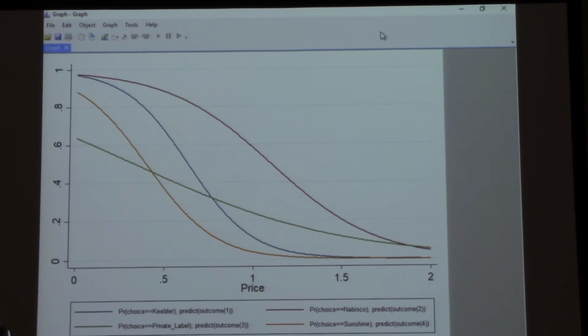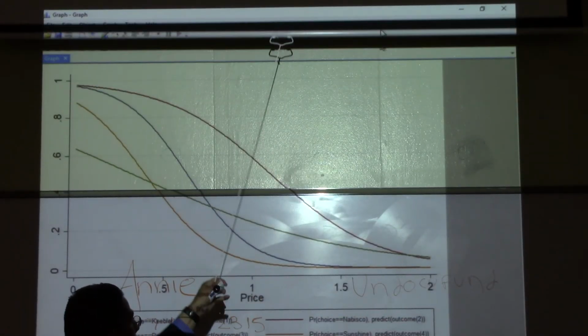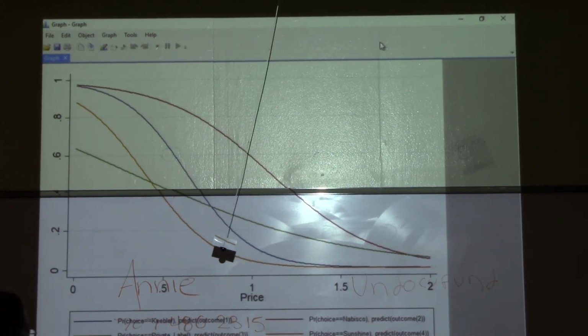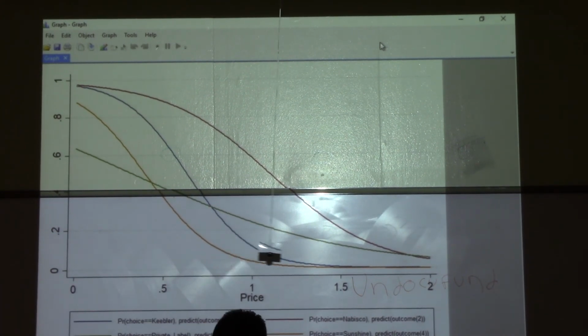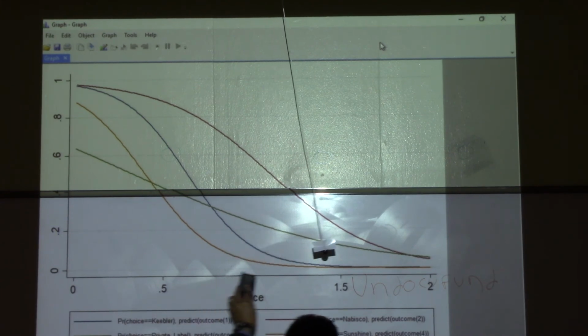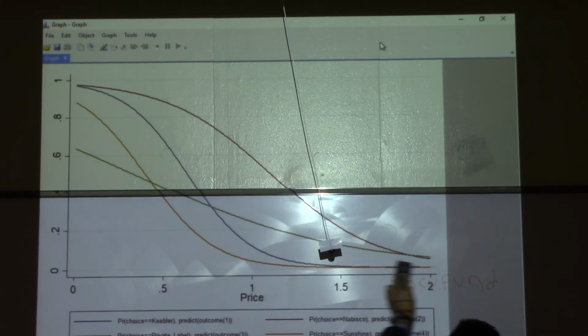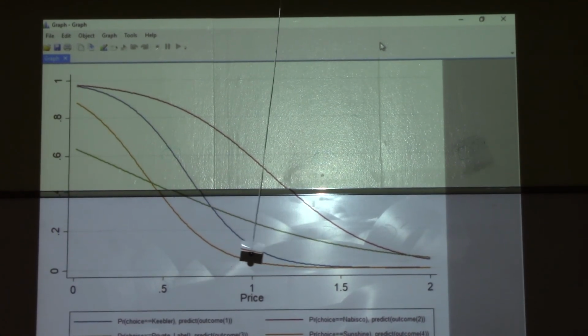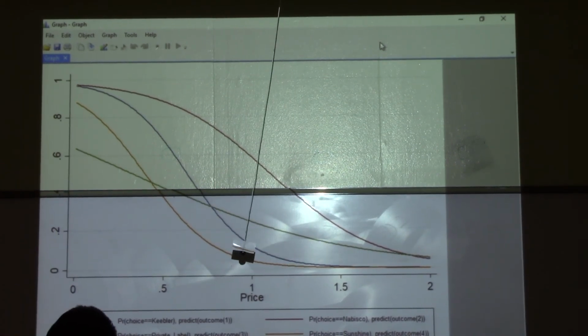And this is nice because, again, the default legend tells us blue is Keebler, red is Nabisco, green is private label, and mustard is Sunshine. And we can see that we can evaluate the elasticities at any given point.